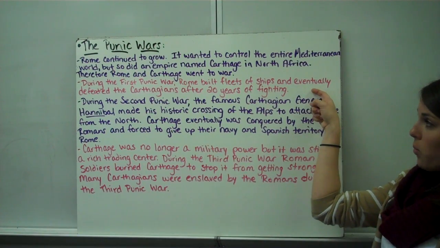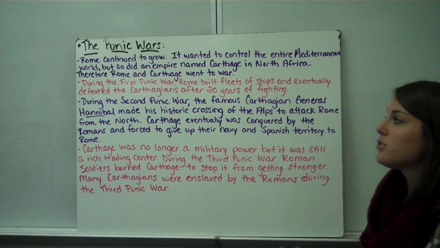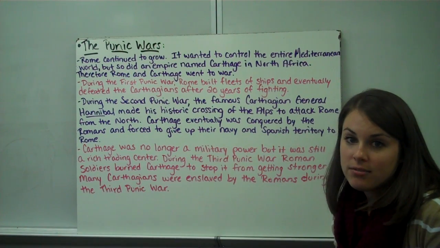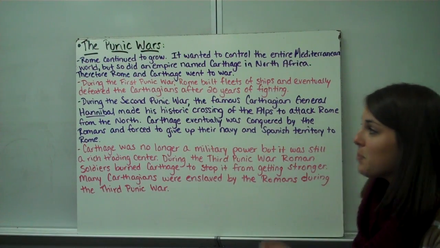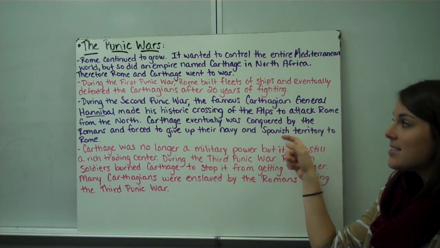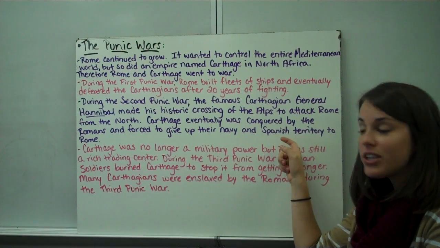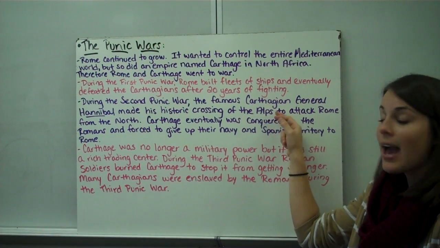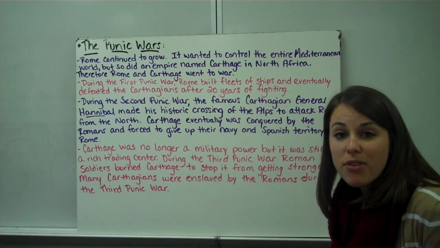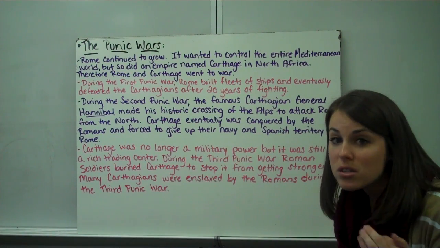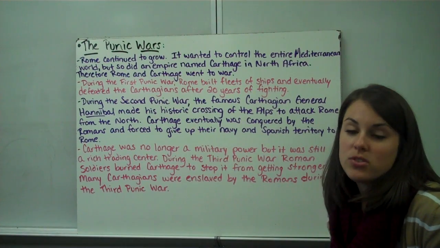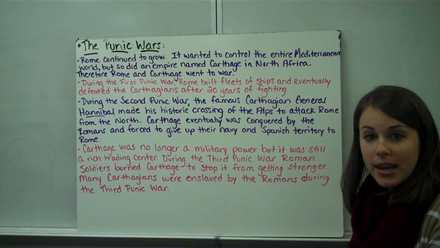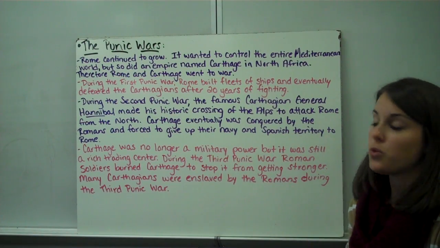The first Punic War is where Rome built fleets of ships and eventually defeated the Carthaginians after 20 years of fighting. The most famous Punic War is probably the Second Punic War. The Second Punic War is famous because of the Carthaginian general named Hannibal. He made a very historic crossing of the Alps to attack Rome from the north. It's so famous because he is said to have crossed these mountains with elephants in his army. Carthage eventually was conquered by the Romans and forced to give up their navy and their Spanish territory to the Romans.